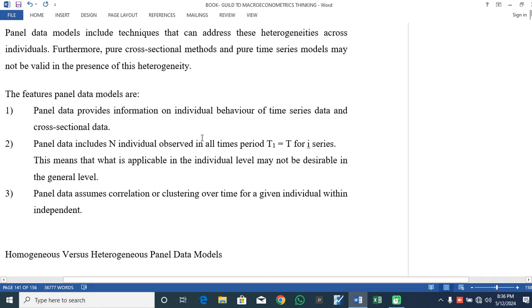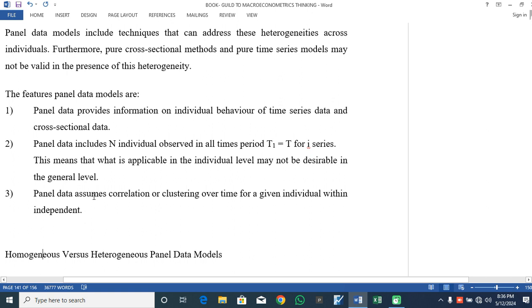Then let's look at the features of panel data. One, the panel data provide information on individual behavior, combining time series data and cross-sectional data. The panel data include n individual observations. The panel data include n individuals observed in all time periods t for i series. This implies that what is applicable at the individual level may not be desirable at the general level.